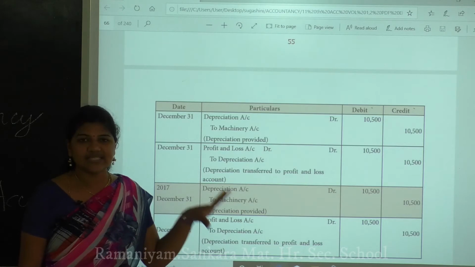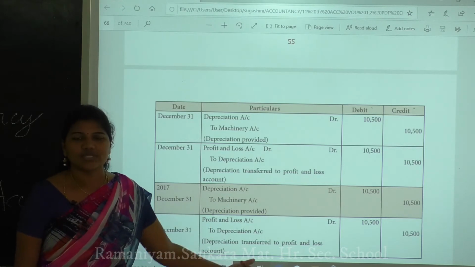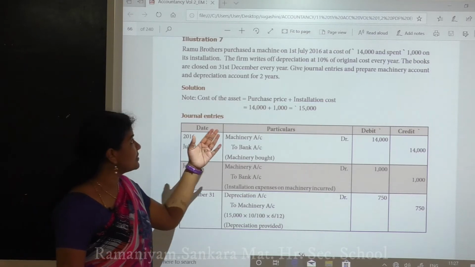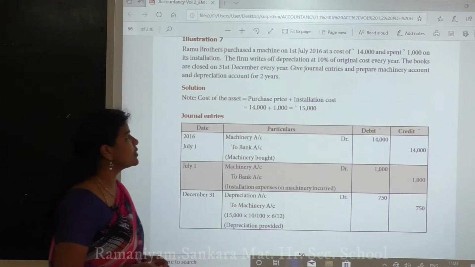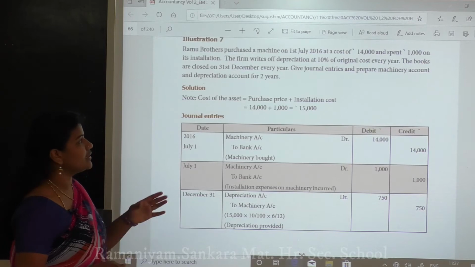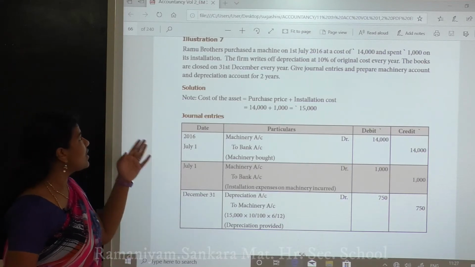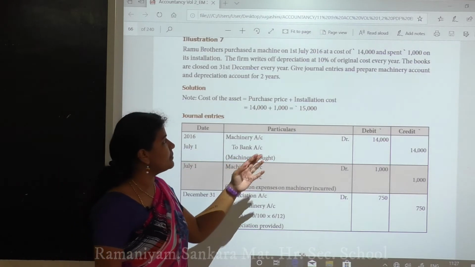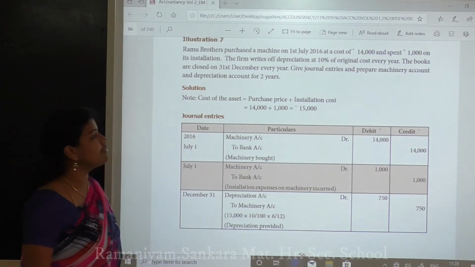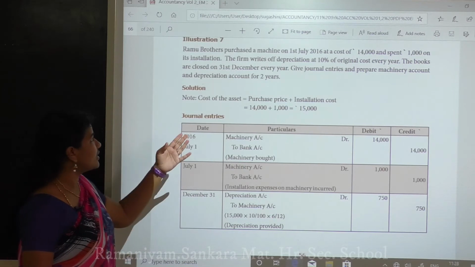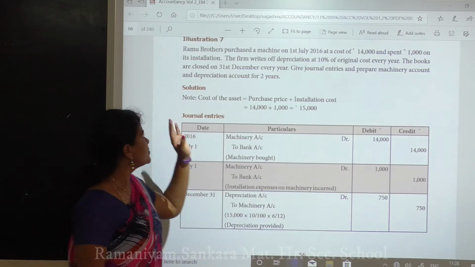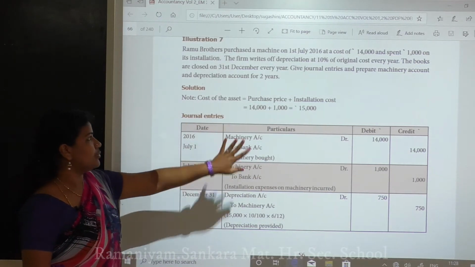So this is the basic thing. Next we are going to see the second sum. Look at here, illustration 7: Ramu Brothers purchased a machine on 1st July 2016 at a cost of 14,000 and spent 1,000 on its installation. The firm writes off depreciation at 10% of original cost every year. The books are closed on 31st December every year. Give the journal entries and prepare machinery account and depreciation account for 2 years.